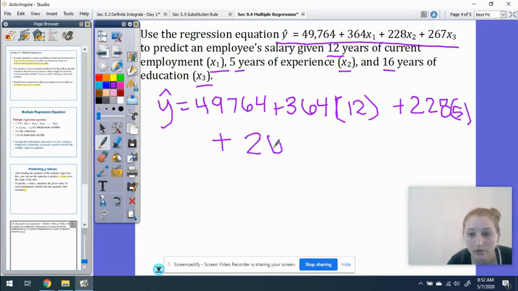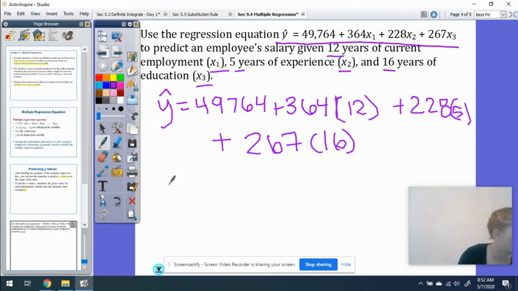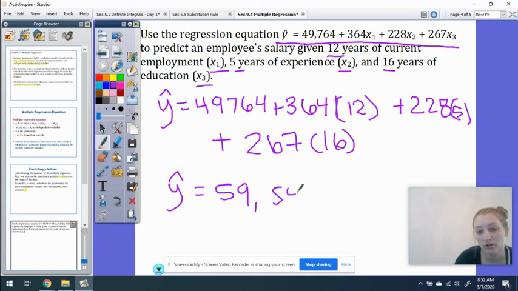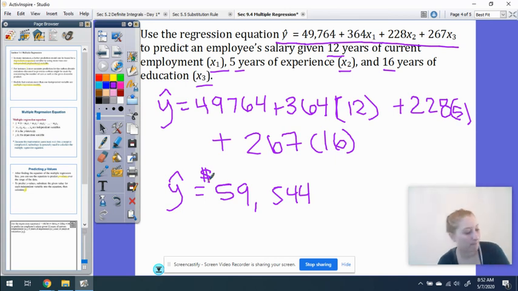plus 267 times 16. Okay, so then I'm just going to type all that into my calculator, and that's going to end up giving me an answer of 59,544. And that's it. Done with that one. Okay. All right, so we have one more. So let's go ahead and do this next one.